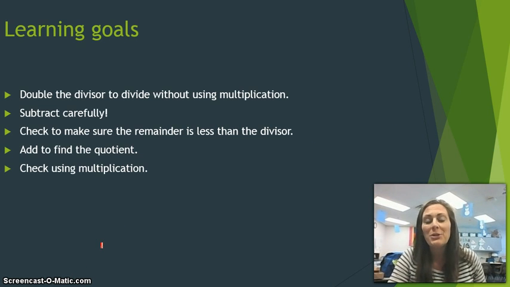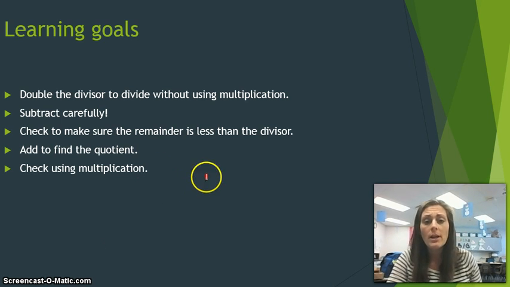So your learning goals. In your math journal, write learning goal. And you're going to write the following learning goals below it. 1. Double the divisor to divide without using multiplication. Subtract carefully. Check to make sure the remainder is less than the divisor. If the remainder is ever more than the divisor, you've done the problem wrong. Add to find the quotient and check using multiplication.